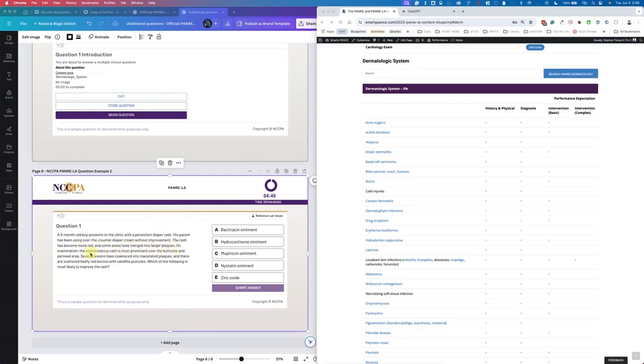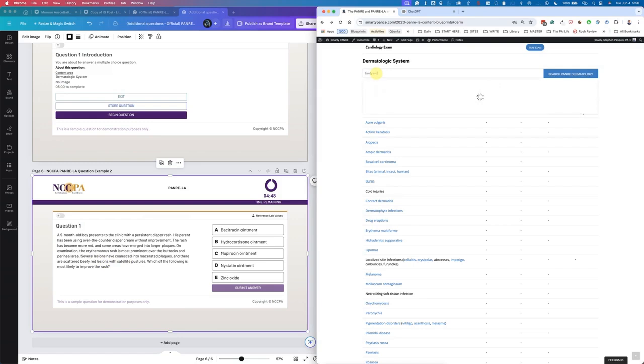On examination, the erythematous rash is most prominent over the buttocks and perineal area. Several lesions have coalesced into macerated plaques, and there are scattered, beefy red lesions with satellite pustules. So this is a specific type of diaper rash. And what if you don't know what this is? What if I just put in some symptoms this patient has? So I put in beefy red, and I put in diaper. Whoa, candidiasis. So this is a diaper rash that's been complicated by candidiasis.